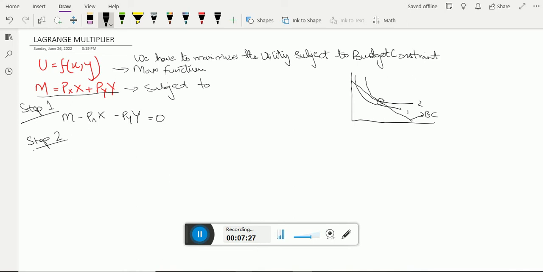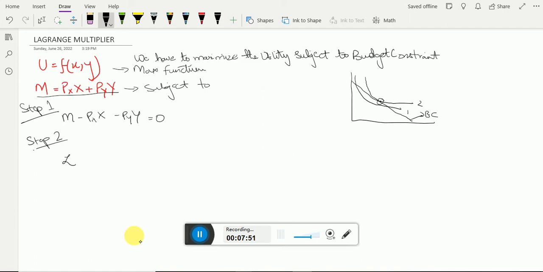Lagrange multiplier is a method to solve this kind of numerical, or functional form, that is, how we can solve a particular maximization equation subject to some kind of formula, or subject to some kind of constraint function. So here we formulate the Lagrange function.